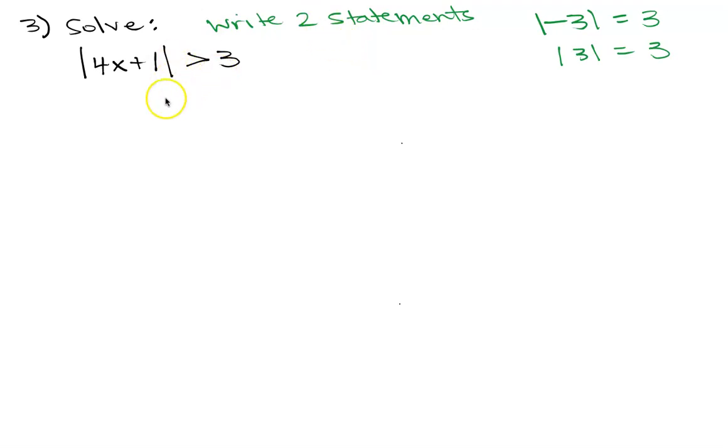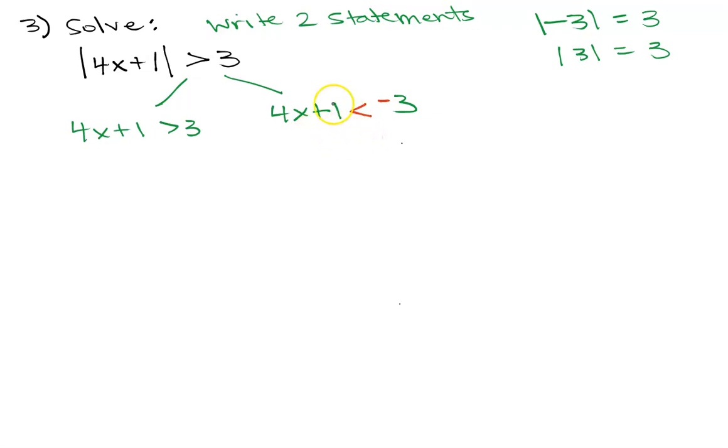So the first one is going to be just like we have here without the absolute value: 4x plus 1 is greater than 3. And then we're going to have 4x plus 1, and we'll flip the inequality sign. So instead of greater than, now it's going to be less than. I'm going to put it in a different color there to make sure it stands out. And then we need to change that 3 to the opposite, so it's going to be negative 3. And then you'll just solve each of these down.